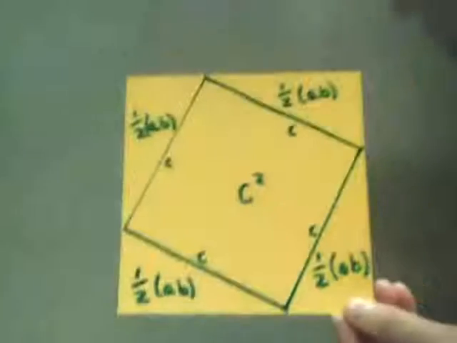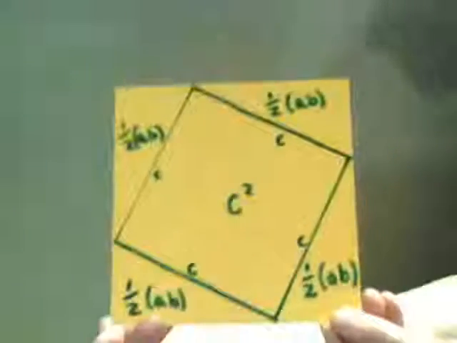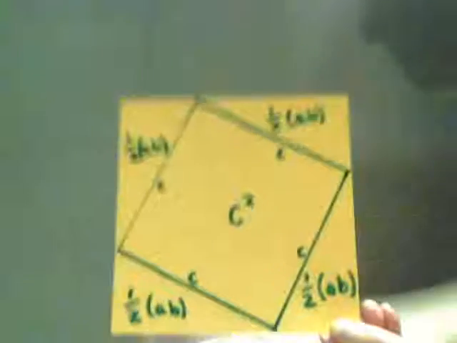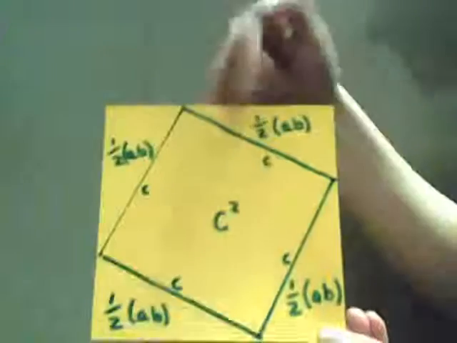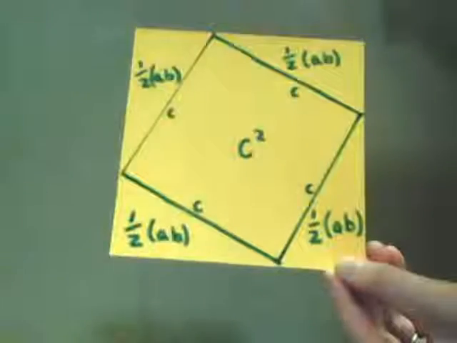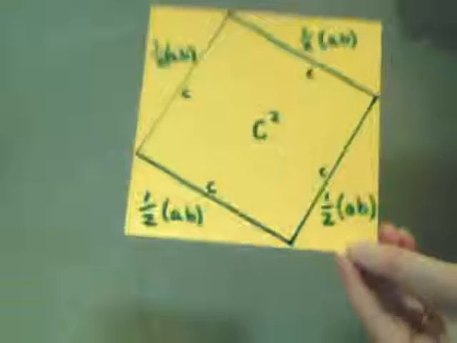So in the center we have c squared, and around these edges we have extra segments. 1/2 ab is the area of each of these triangles. So in total, we have 2ab plus c squared as the area of this square.